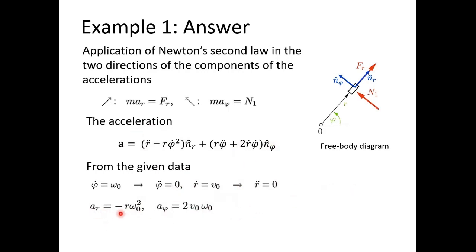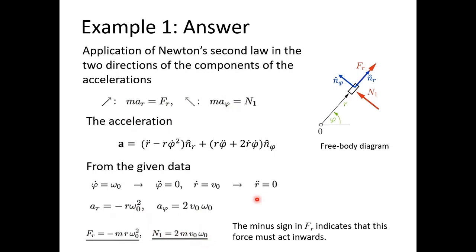If you substitute these values over here and here, you will be able to find out the value of Fr and the value of N1. And Fr, obviously, we knew that it has to be minus because the force has to be downwards in order to maintain the constant velocity. And N1, the reaction force, is coming due to this Coriolis acceleration. So that is about applying Newton's laws to work out the problems subjected to constrained motion.